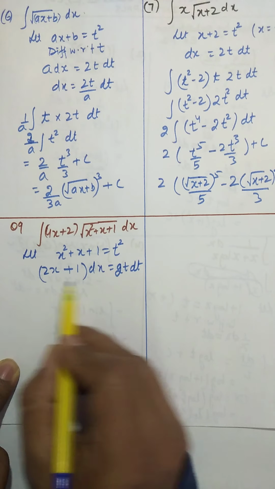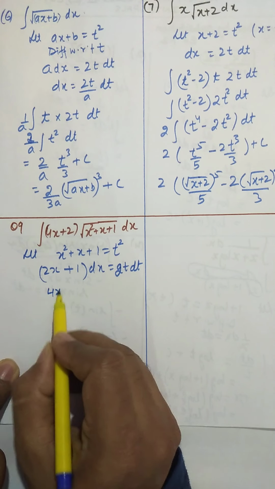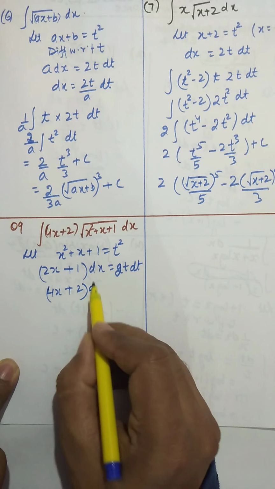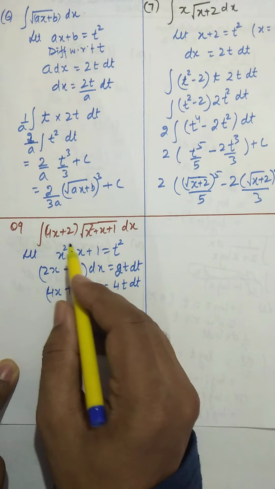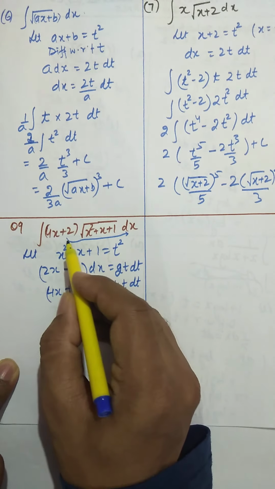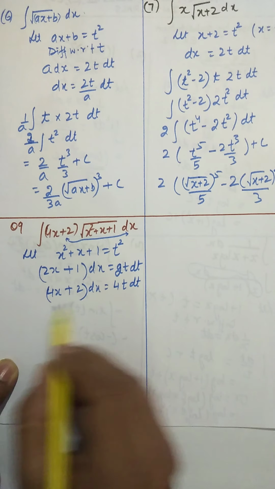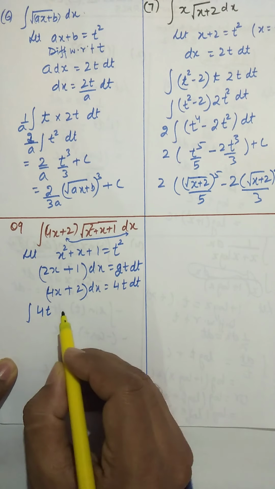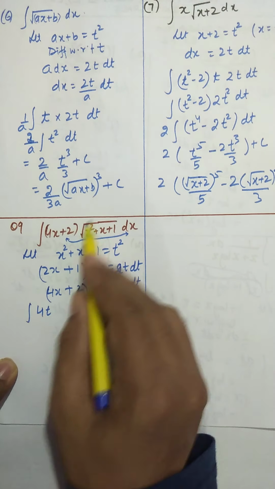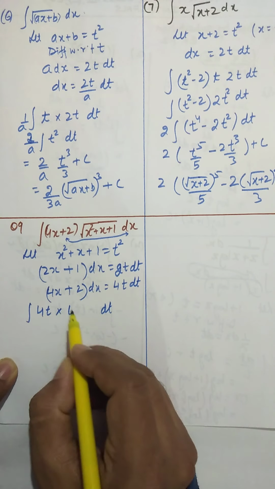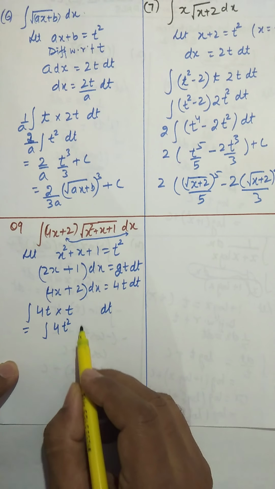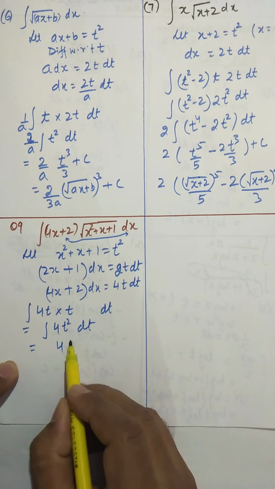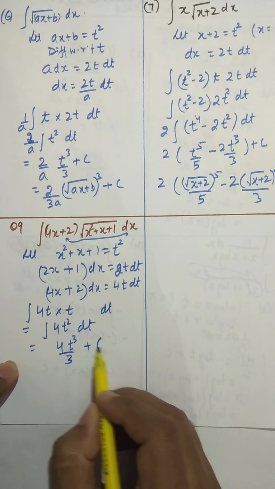How you can substitute? If you multiply both sides by 2, then this is going to be (4x plus 2) dx, and here it will be 4t dt. So you can directly substitute that (4x plus 2) dx is 4t dt. So this is 4t, and this is dt, and this you assume as t. So it's going to be 4t square dt. You apply the power rule. This is 4t cube upon 3 plus c.